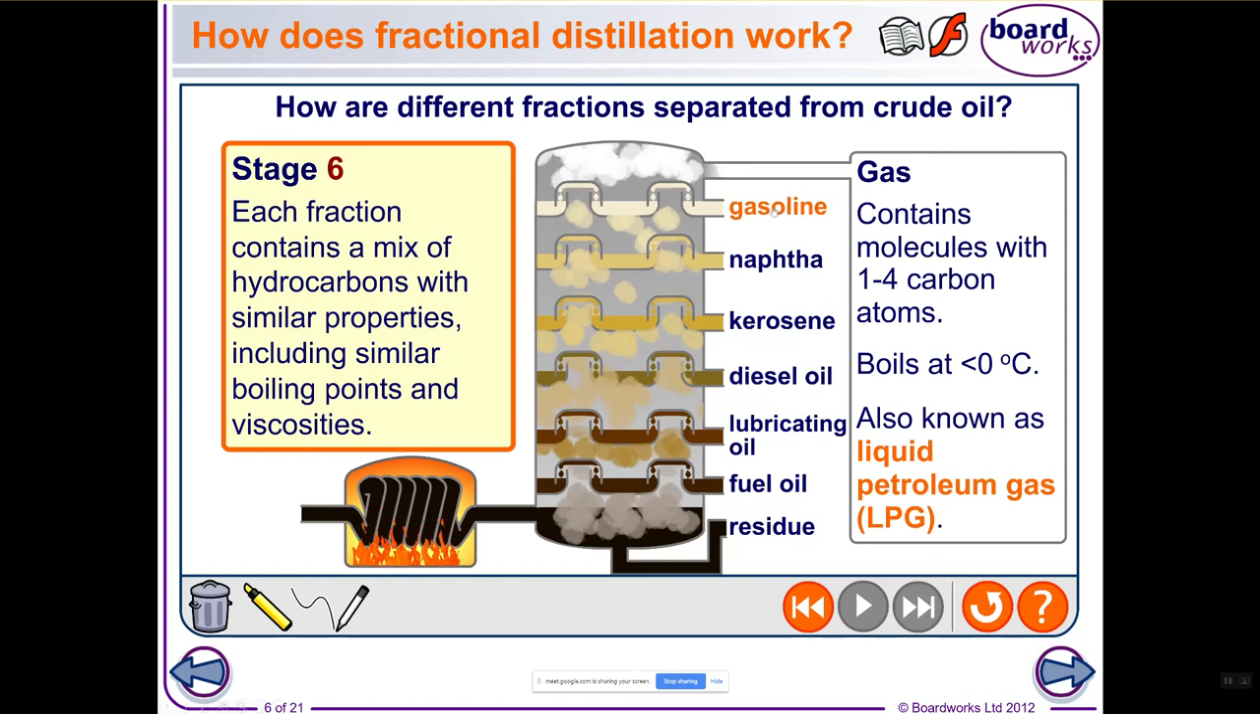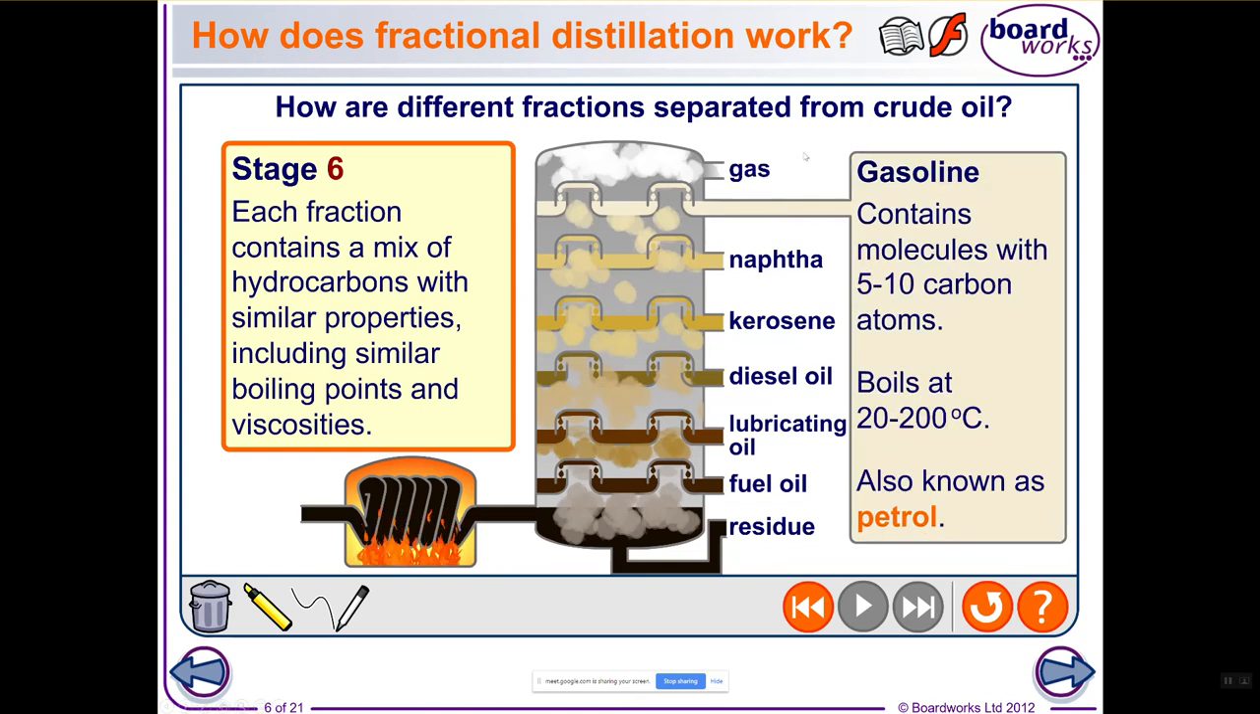Okay, next one, gasoline. Gasoline, or as you guys might know it, petrol, contains 5 to 10 carbon atoms. So this is everything from pentane all the way through to decane, which is where you guys have learnt up to with your carbon naming. This is also known as petrol, so this is the main fuel source that we get from crude oil. So anything you put in an engine, like diesel or petrol, comes from here.